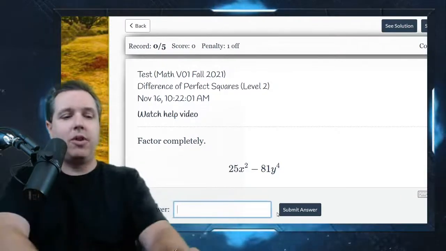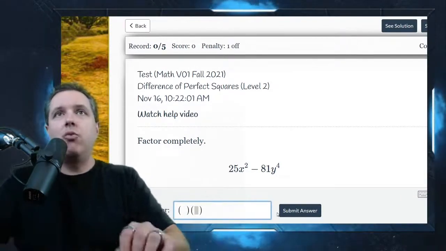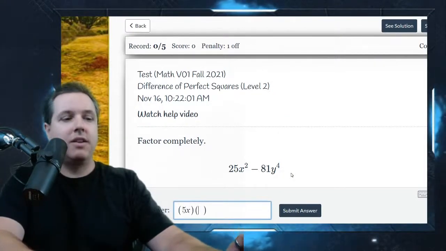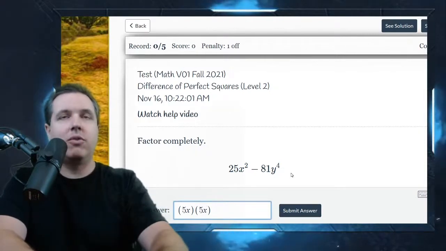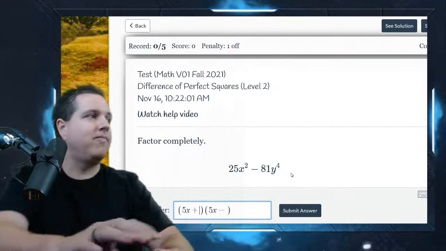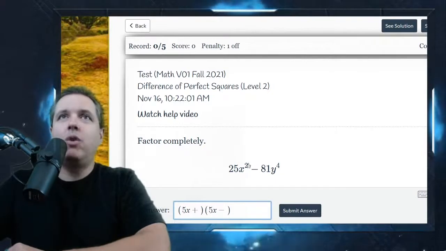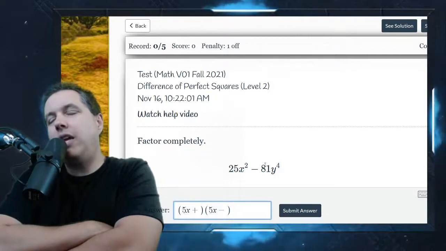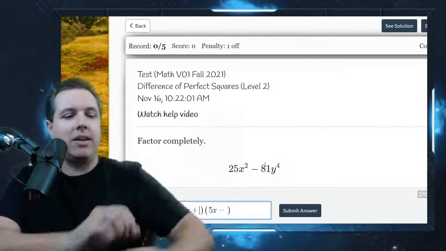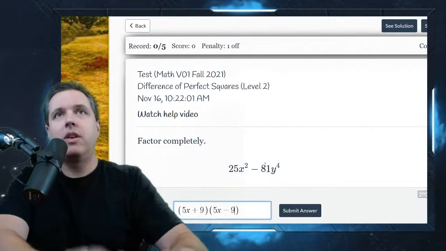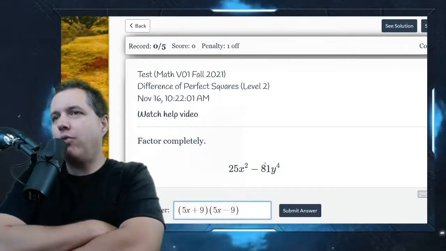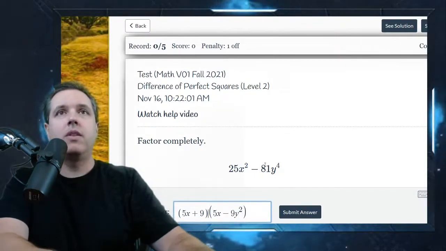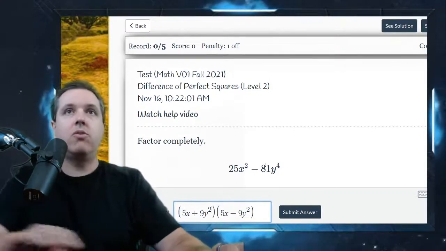Well, let's think about that formula. We've got two sets of parentheses. What do I square to get 25x squared? That's going to be 5x and 5x. We just did a problem like that. And we're going to have a minus and a plus in here. Now, what do I square to get 81y to the fourth? Well, the square root of 81 is 9, so it's going to be 9 something. Let's put our 9's in there. What do I square to get y to the fourth? Well, that's y squared times y squared. So it looks like this will be y squared.